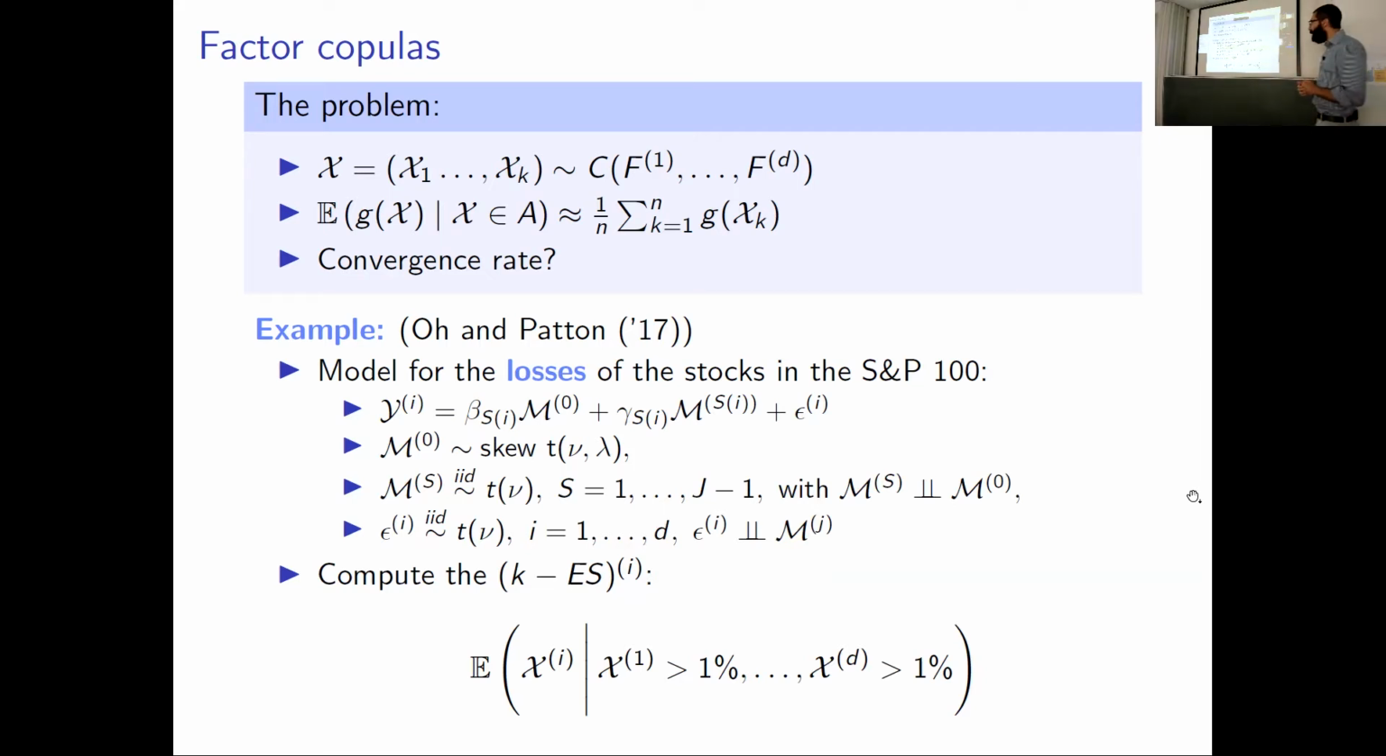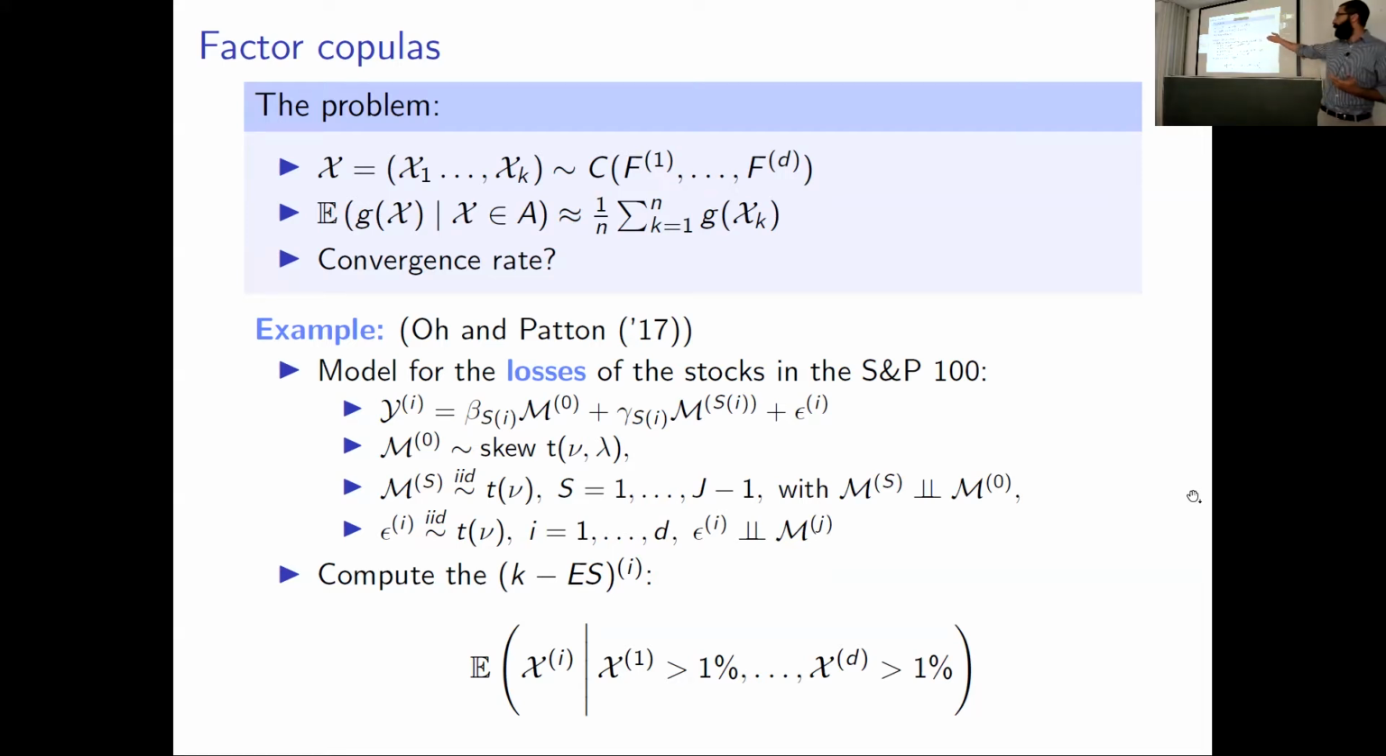We'll see later that M naught is to be seen as a market factor, and M_i is a sector-specific noise. Okay, so we have two different components there. But we can do the same thing, right?